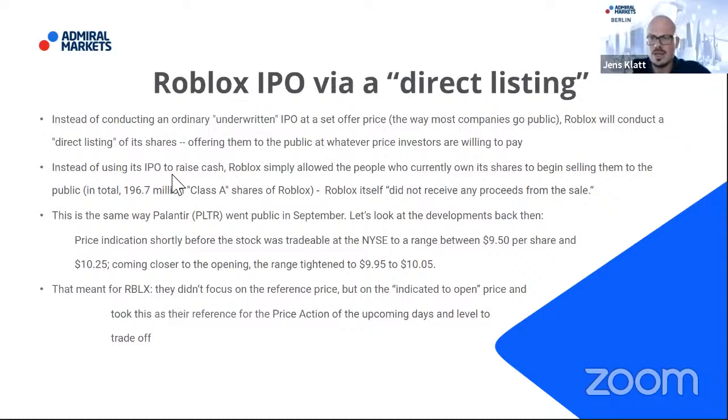The interesting thing now is that instead of using its IPO to raise cash, to use going public to make people excited about the stock and say, hey, we want you to buy our shares so that we get more money to invest in our company, as is the usual way once you go public, Roblox simply allows the people who currently own its shares to begin selling them to the public, which equals 196.7 million Class A shares of Roblox.